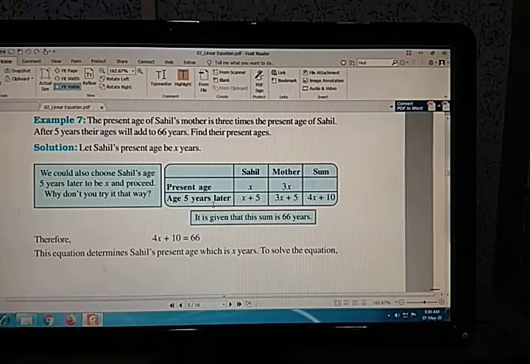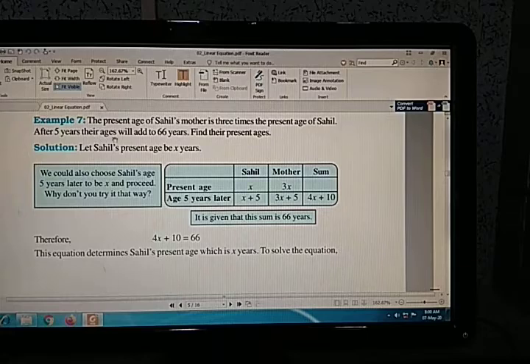So we have considered the present age of Sahil to be x. Then Sahil's mother is 3 times the present age of Sahil. So it will be 3x, obviously. Then after 5 years, what you have to do? You have to just add 5 to it, x plus 5. And to his mother's age also 3x plus 5.